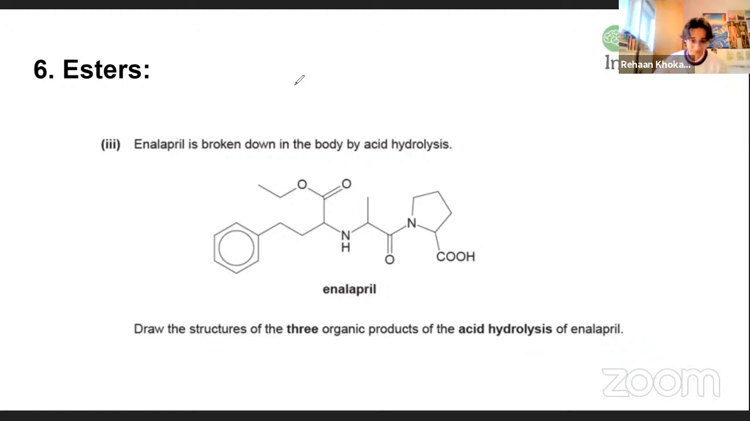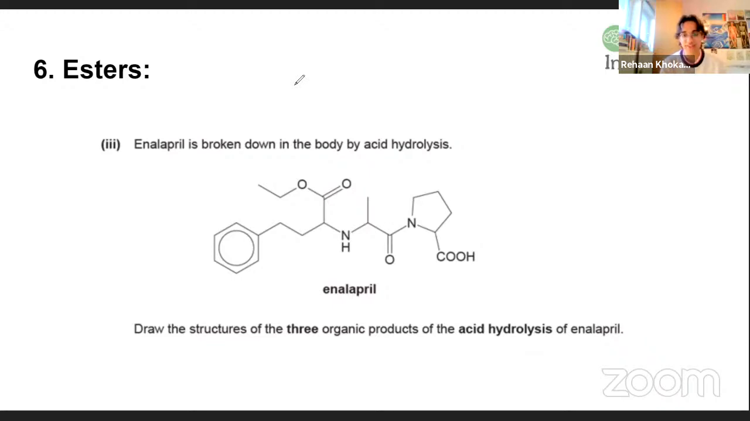catalyst and water. So we've got enalapril, which is actually a drug as well. I can't remember what drug. I think it might be an ACE inhibitor. Why am I making that up? Anyway, it doesn't matter. So enalapril, Chalmers might know actually. Enalapril is broken down by acid hydrolysis.